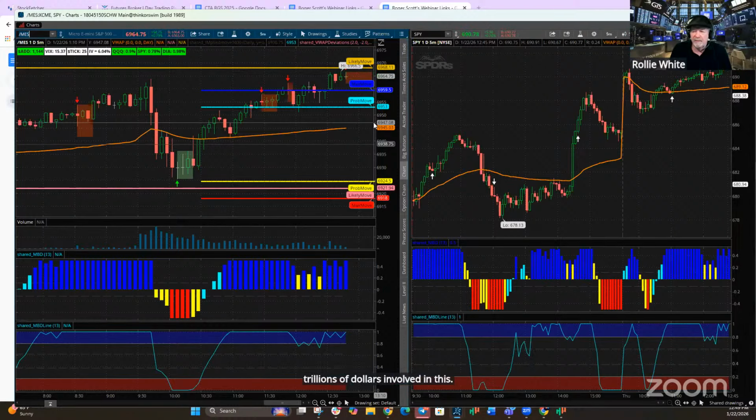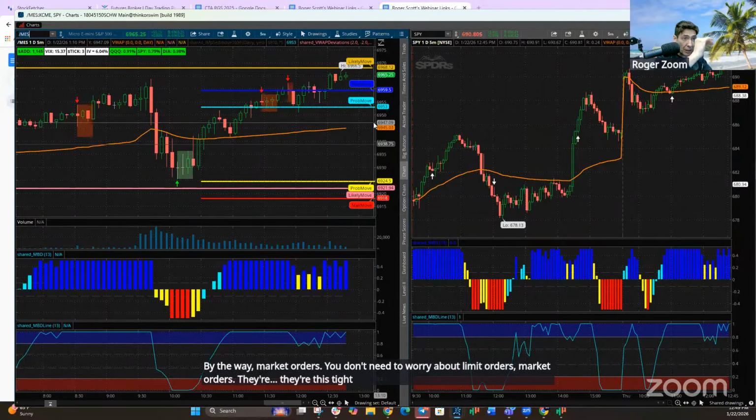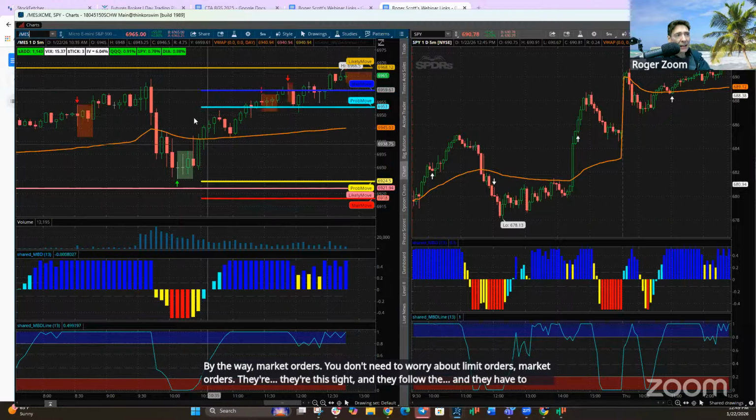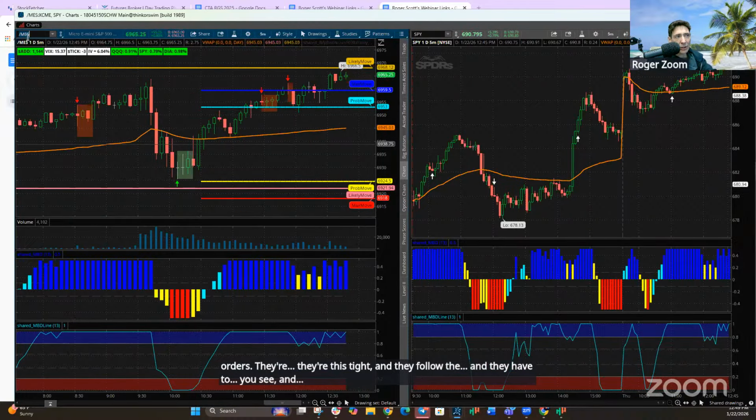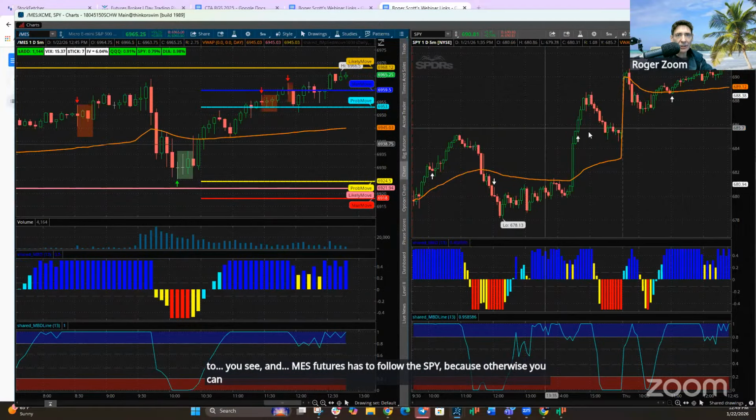Okay, so very fast fills. Yeah, instant. You could use market orders. By the way, you don't need to worry about limit orders. Market orders. They're this tight, and they follow, and they have to. You see, the MES futures has to follow the SPY because otherwise you can arbitrage one versus the other.